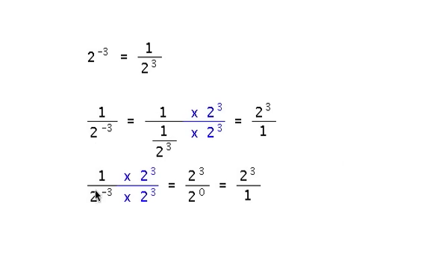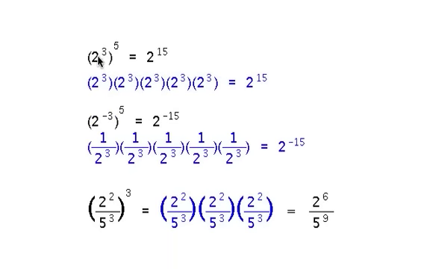And another way to think of converting this is multiplying top and bottom by 2 cubed. This gives us 2 cubed on top. By the addition rule, 2 to the minus 3 plus 3 is 2 to the 0, which is equal to 1.